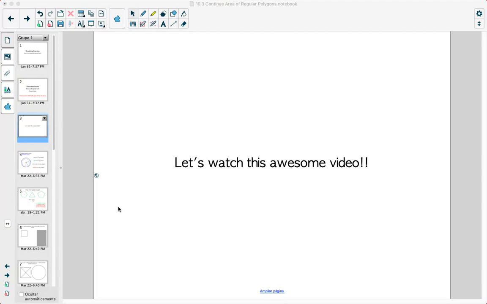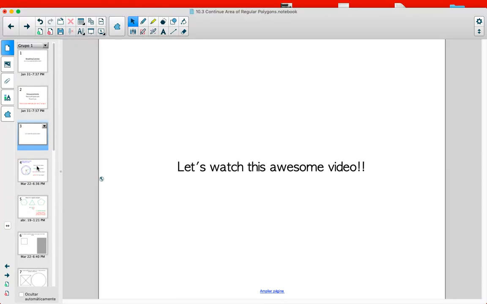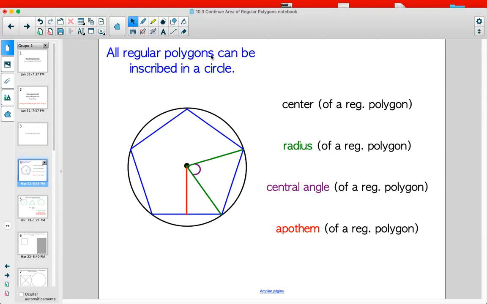Today, what we are going to do is continue learning a bit more about regular polygons, specifically how to calculate the area of regular polygons. So if you missed the video where I go over the formula for regular polygons, you might want to go back to that one first. Okay, so we are going to review a couple things quickly.